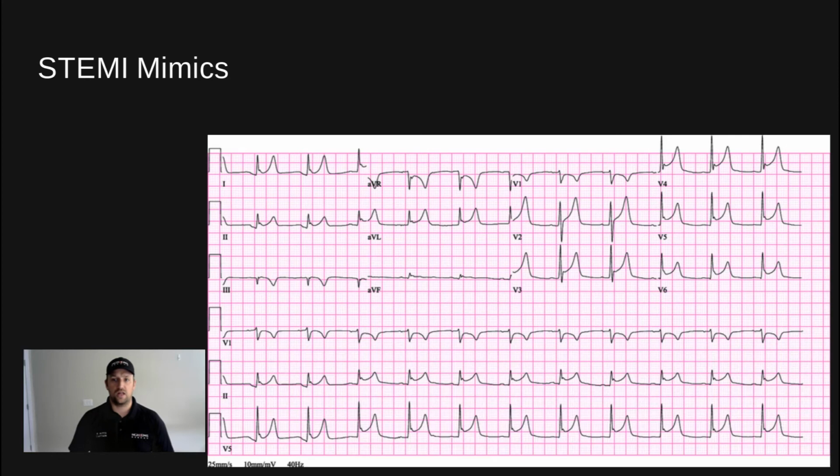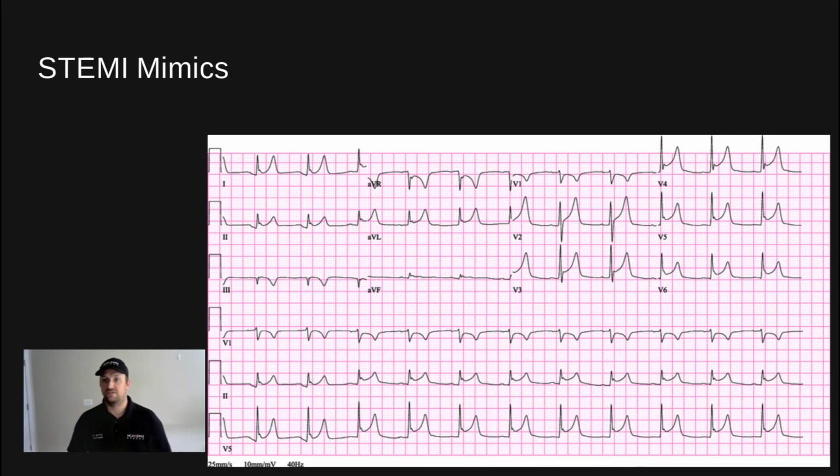You'll see here there's a lot of ST segment problems going on. So let's evaluate the inferior leads: 2, 3, aVF. Definitely elevation in lead 2 and aVF. Next, V1, V2. There's some borderline ST depression in V1. Definitely elevation in V2. Next is V3, V4. Definitely elevation in V3, V4.